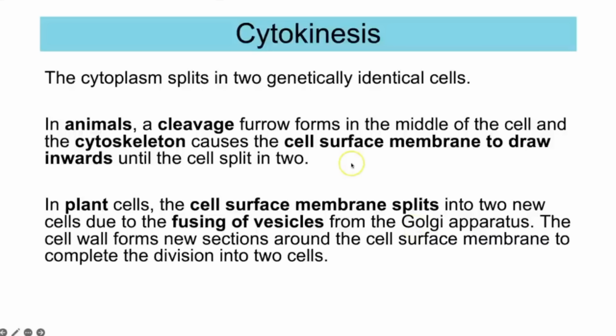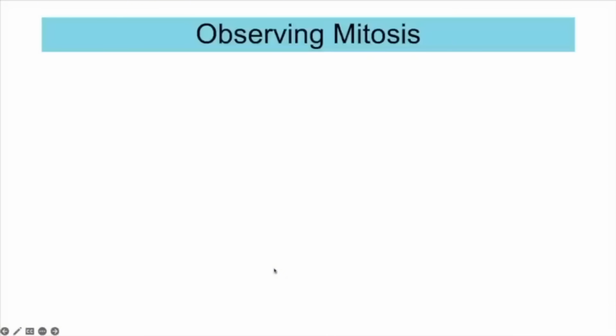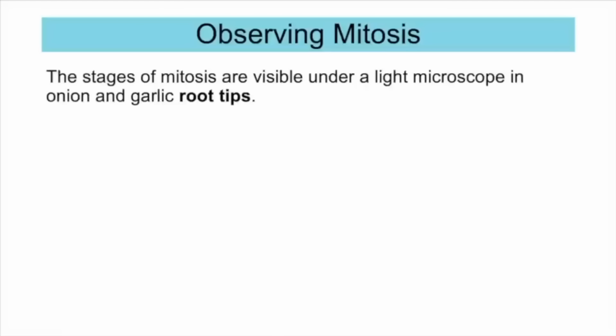Just interrupting here to point out a change to this slide to make sure your answer is really mark scheme specific. You have to say that it causes the cell surface membrane to draw inwards and the cell surface membrane splits, not cell membrane, it's specifically the cell surface membrane. So you have to say that word surface. Now you can actually observe mitosis, and this is one of the required practicals.